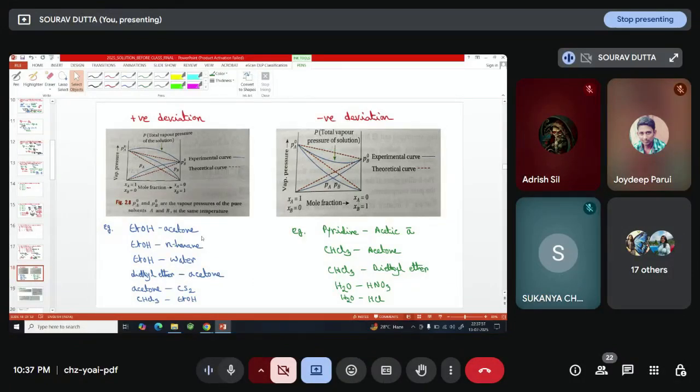There are some examples for your help. Ethanol acetone, ethanol heptane, ethanol water, diethyl ether acetone, chloroform acetone. In all these cases after mixing interaction will be lower, and here in all cases after mixing interaction will be higher. So those are some examples that can help you to solve different types of questions.